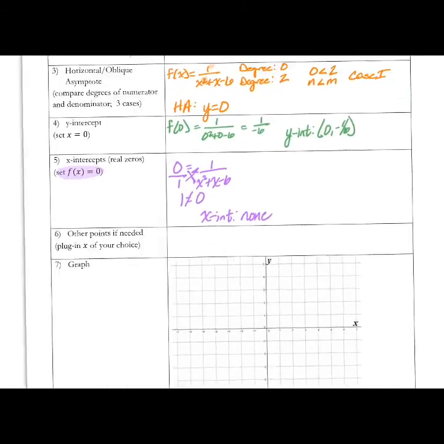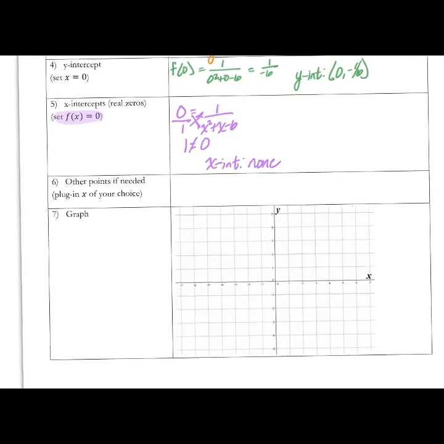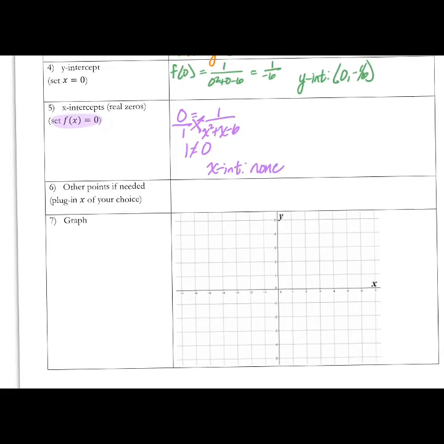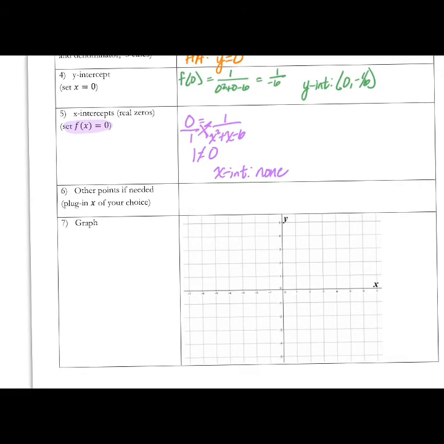So now on this graphic organizer we have for this, it says I have to find other points if needed and to graph it. So I'm going to show you how I decide which other points to pick, and I am going to pick some.